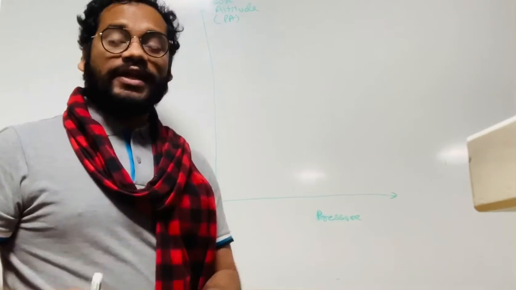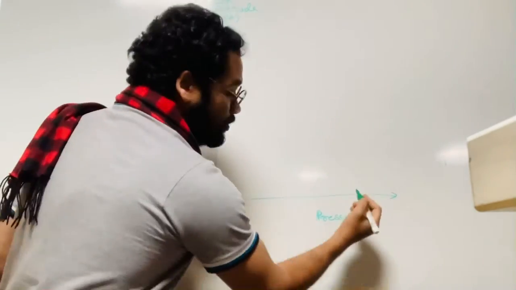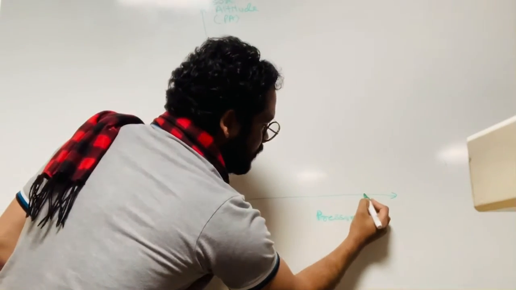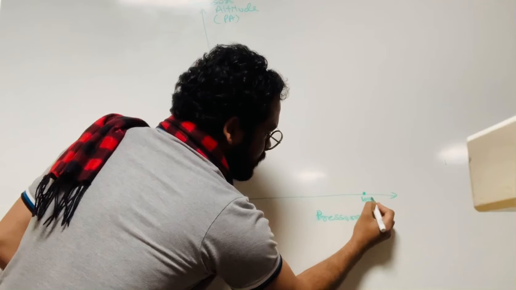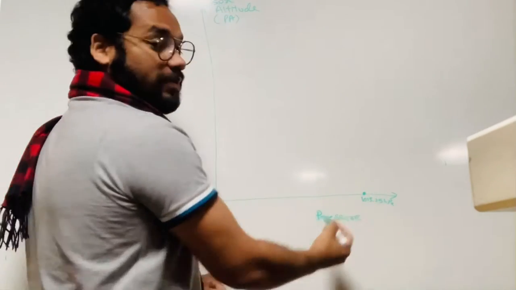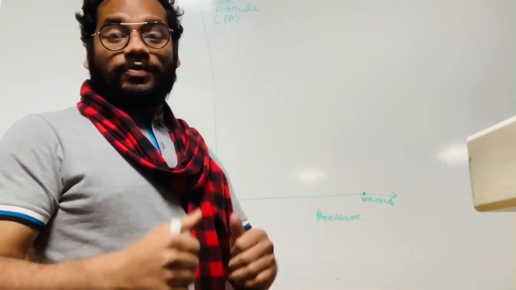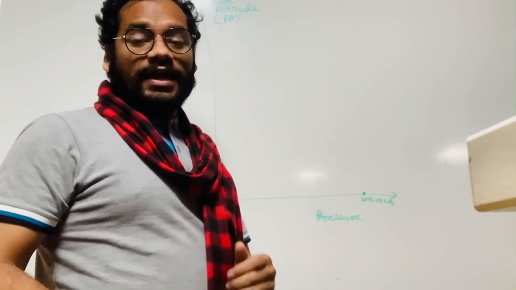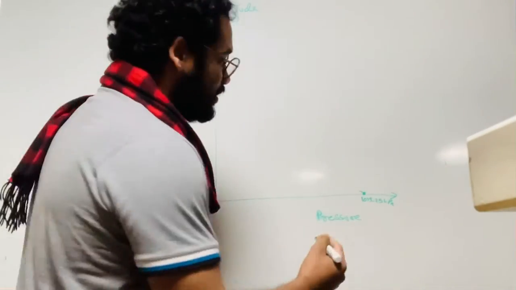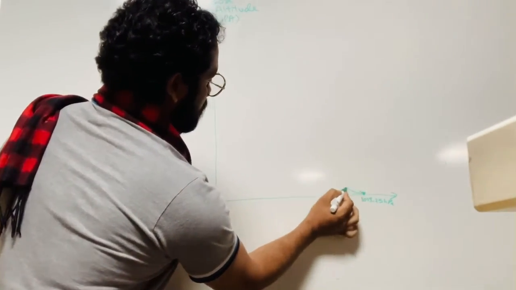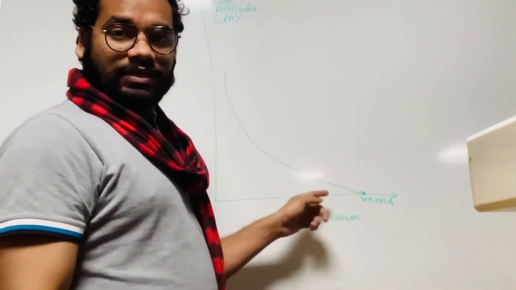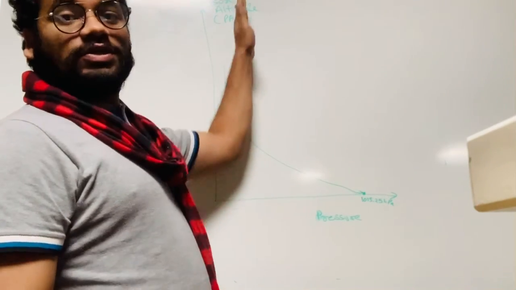Now we know that at sea level the standard pressure is how much? 1013.25 hectopascal. So I'll mark it here. This is the pressure at sea level, and we have discussed in my previous video that as altitude increases the pressure decreases. So see how the pressure decreases. The pressure decreases this way. So the pressure is decreasing with the increasing altitude.